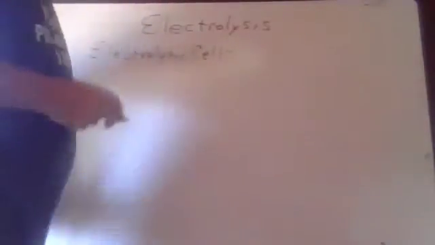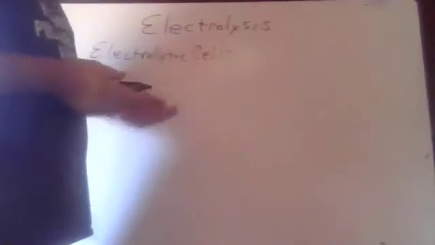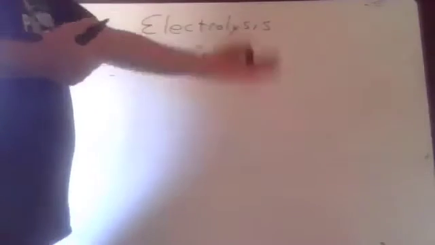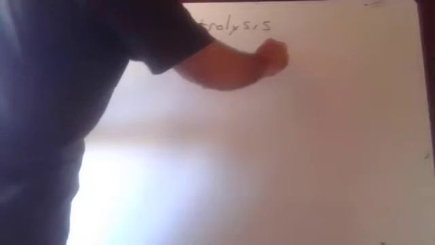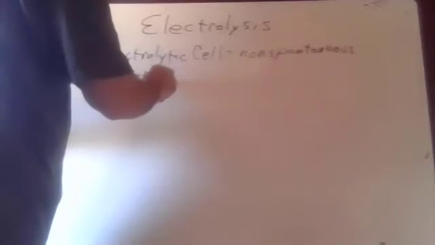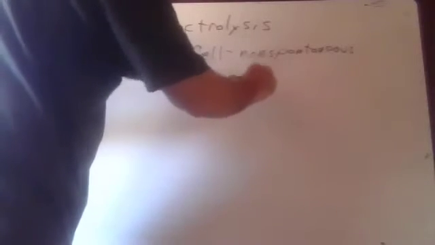An electrolytic cell contains a reaction that's not spontaneous, which means really that it starts with, in the spontaneous reaction, what would be the products. So an electrolytic cell has a non-spontaneous reaction that is made to be spontaneous.